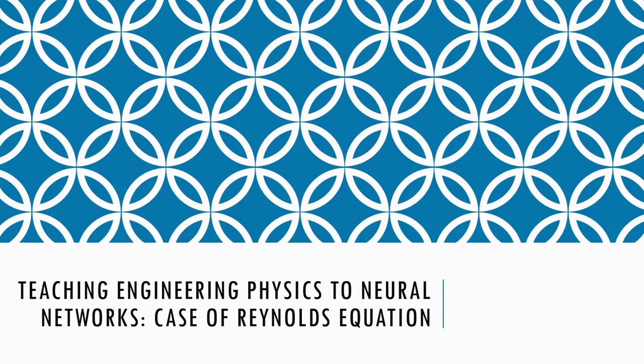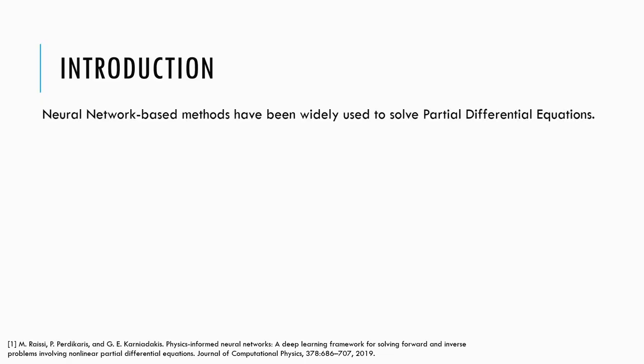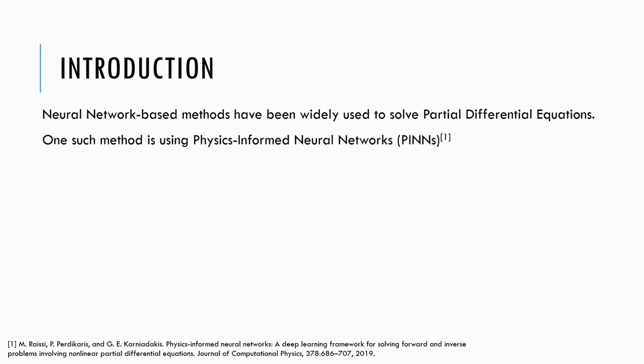Hello, I'll be talking about teaching engineering physics to neural networks, the case of Reynolds equation. To begin, neural networks have been used to solve physics governed by PDEs. One such method is popularly known as PINN.